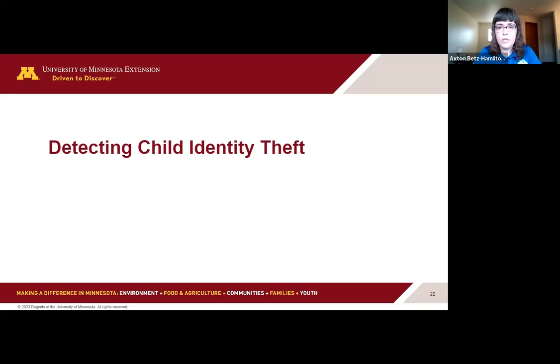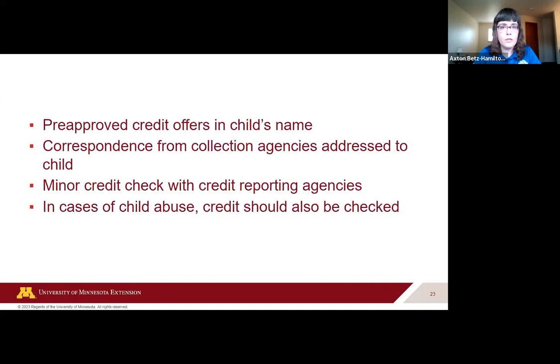And then moving on to detecting child identity theft. If you are concerned that child identity theft may be happening to a child living in your home, some red flags to look out for are receiving pre-approved credit offers in the child's name. The only way for that to happen is if the child already has a credit file with one of the 3 credit reporting agencies, which likely means that credit has been taken out in their name while they're underage.